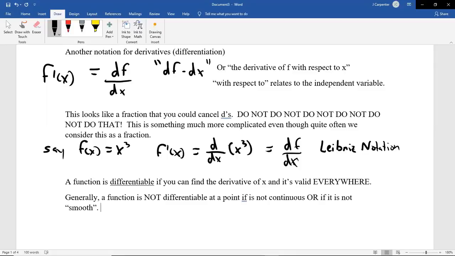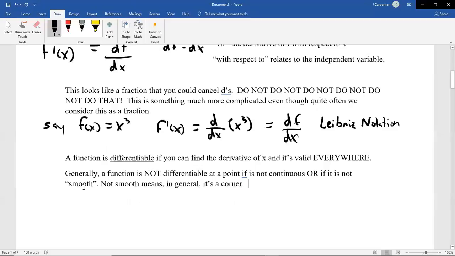What does not smooth actually mean? Not smooth means, again, in general, it's a corner. So this is a smooth curve. It bends, it ebbs, it flows. This is differentiable everywhere. This is smooth and differentiable. I'm just going to abbreviate it with diff, not difference, differentiable.